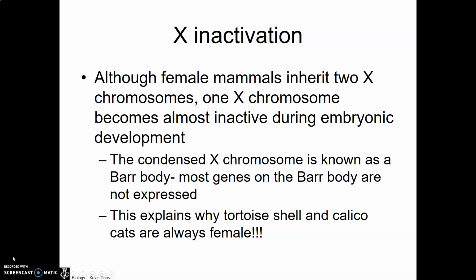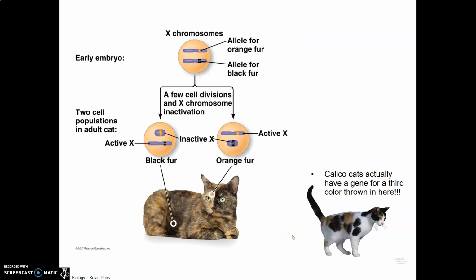In this third video clip from chapter 13, we're going to begin to look at something called X inactivation. Although female mammals inherit two X chromosomes, one of the X chromosomes can become almost inactive during embryonic development. This condensed chromosome is known as a Barr body, and therefore most of the genes on the Barr body would not be expressed. Now, we can look at this to explain why tortoiseshell and calico cats are always female.